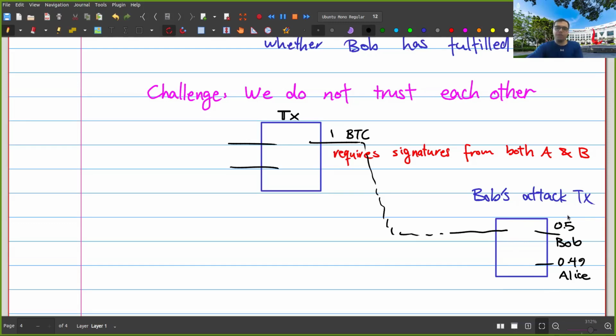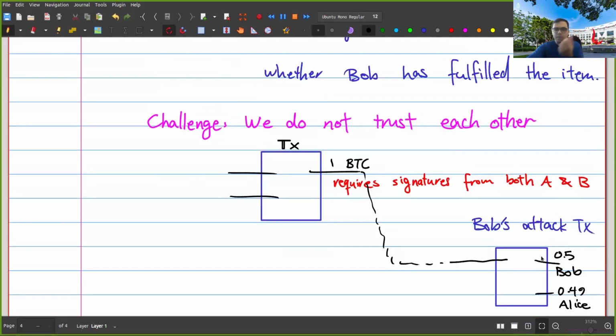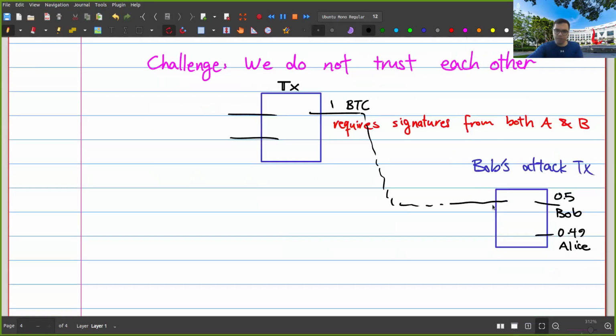Now, it doesn't have to be 50-50. Bob could also send 90% to herself, let's say 10% to Alice, or any other proportion, right? So this is not good. This one is basically not secure. And of course, as you saw here, we're not using Carol at all. We're just using Alice and Bob.